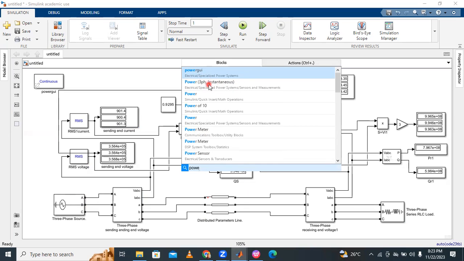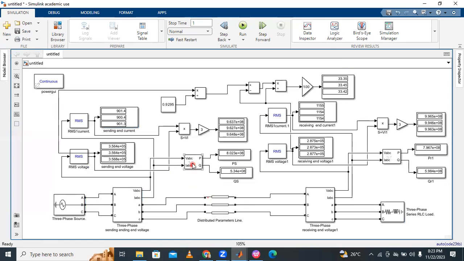Take this block and place it here. That block is called three-phase instantaneous power. Don't enter another name. Enter the name like this, power three-phase instantaneous, and only then will you get this block from the library. Write it like this only: power three-phase instantaneous.